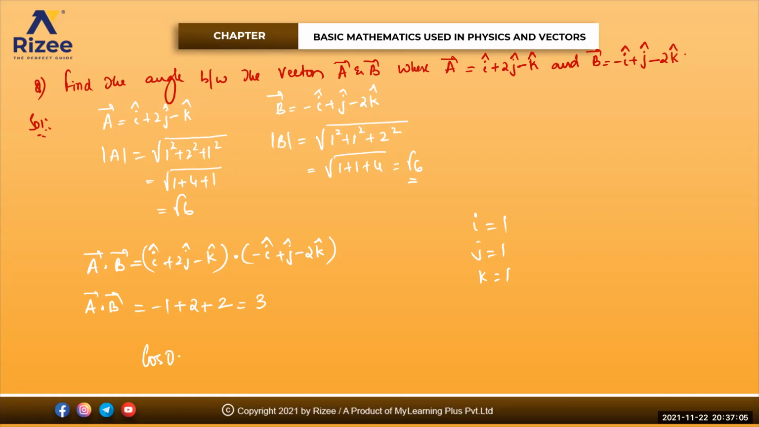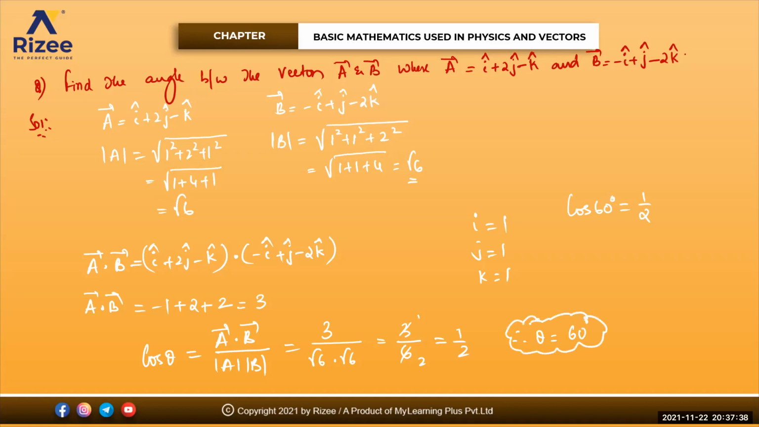So how do you get the angle? Cos theta is equal to A bar dot B bar divided by mod A into mod B. A bar dot B bar, how much we got? 3, divided by mod A is root 6, mod B is root 6. That is equal to 3 by root 6 into root 6. Root 6 into root 6 is how much for me? 6. 3 ones are 3, 3 twos are 6, that is 1 by 2. So therefore, we know that cos 60 is equal to 1 by 2. So therefore, theta will be equal to how much? 60 degrees. Theta is equal to 60 degrees.